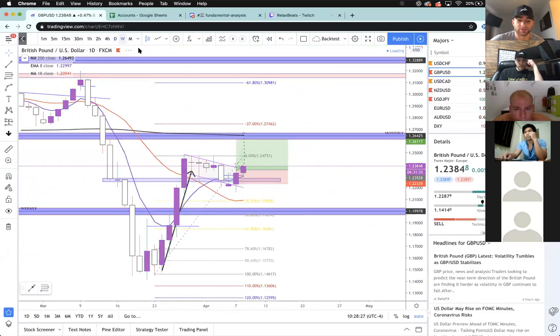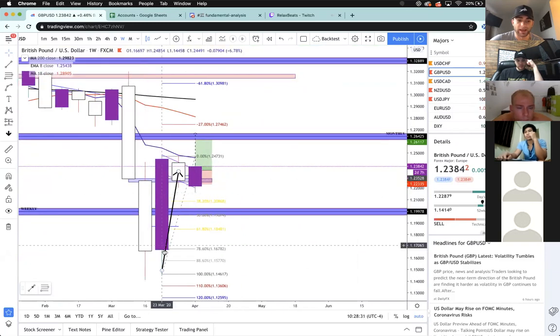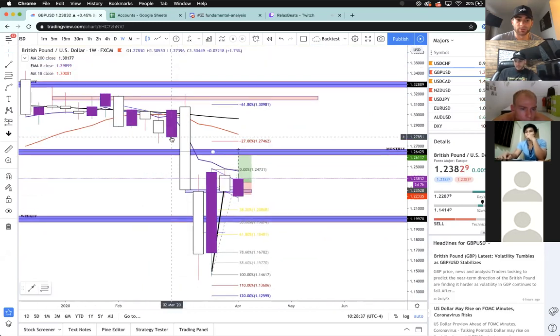Let's go up to the weekly. Nice break. Right. So weekly is interesting. Weekly, we had this bullish engulfing. Then we had this bearish candle. We're still below these moving averages. We're still below the moving averages. We're still pointing kind of down.